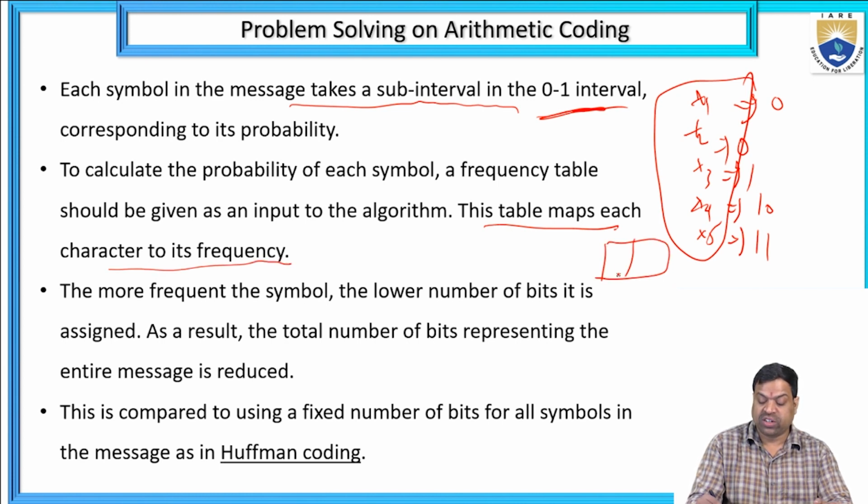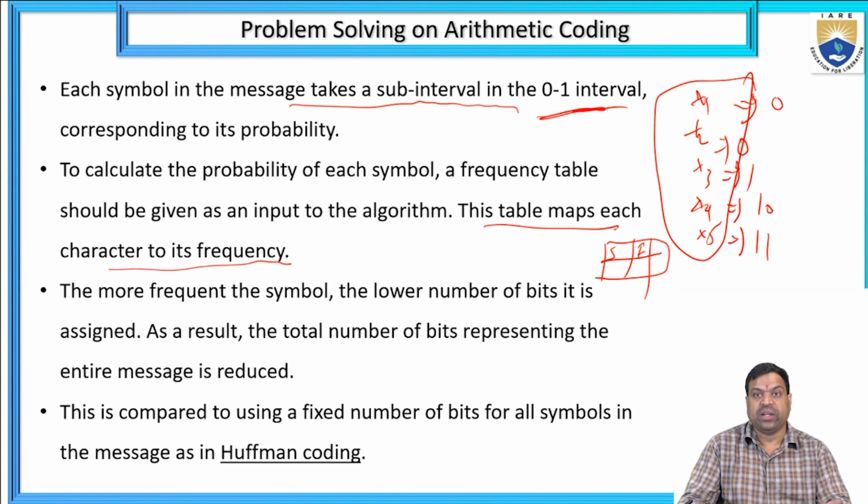So tables are there, symbols are there, we have to find the frequencies. And the more frequent the symbols, the lower the number of bits assigned. As a result, the total number of bits representing the entire message is reduced. And this is compared to using a fixed number of bits for all symbols in the message as in Huffman coding.